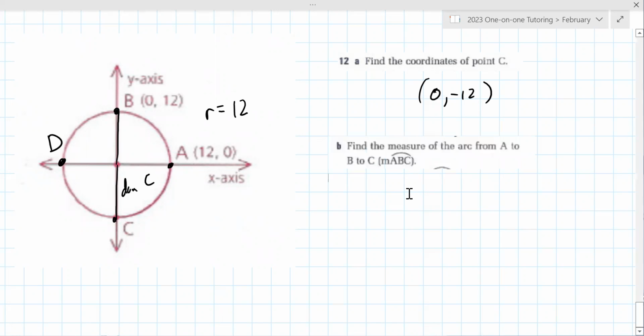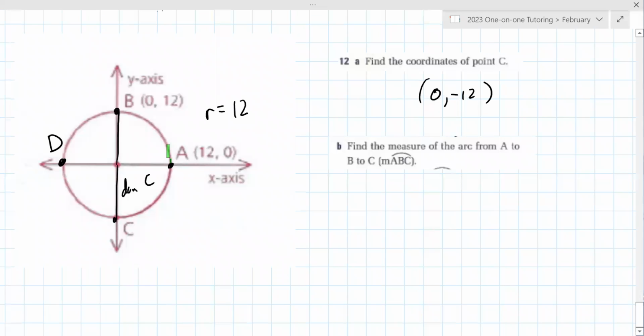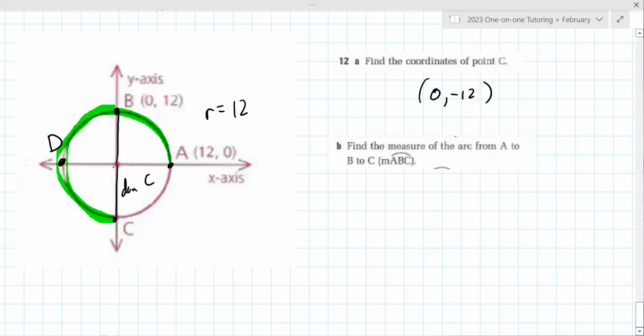Part B, find the measure of the arc from A to B to C. So the order matters. It's truly like a path. It's like telling someone, all right, we're going to start at A, go around this way, and go all the way down around here. What's the angle measure of that if you want to take a guess at that? What's the angle measure to go?